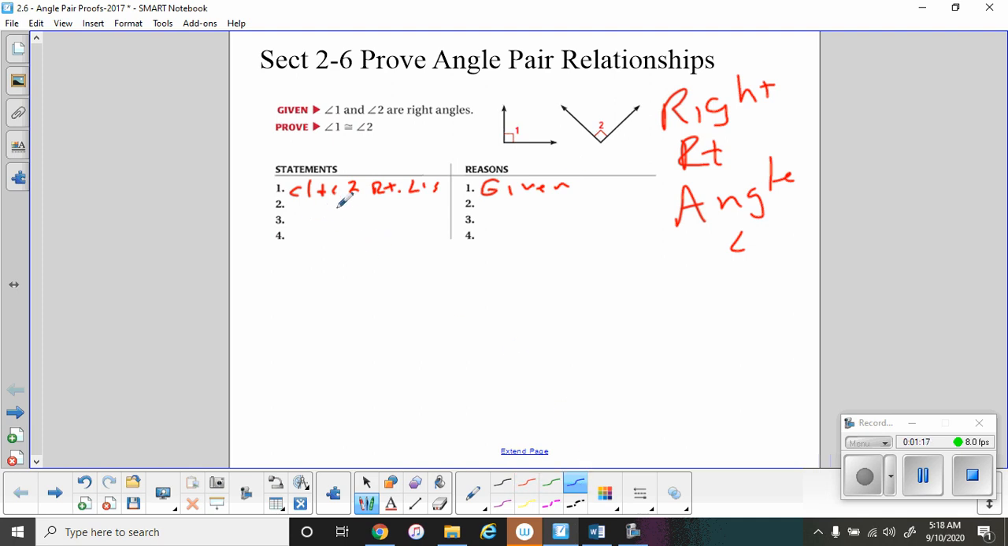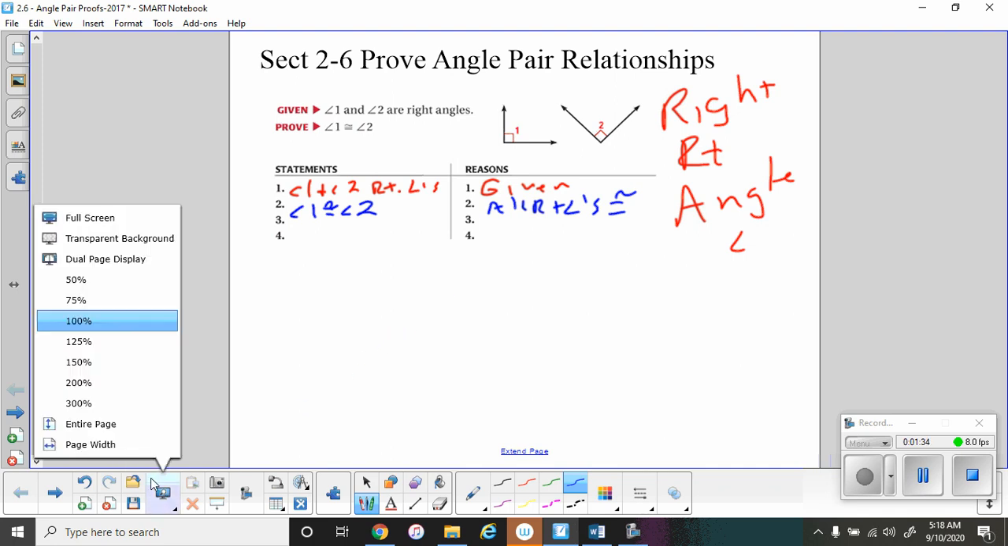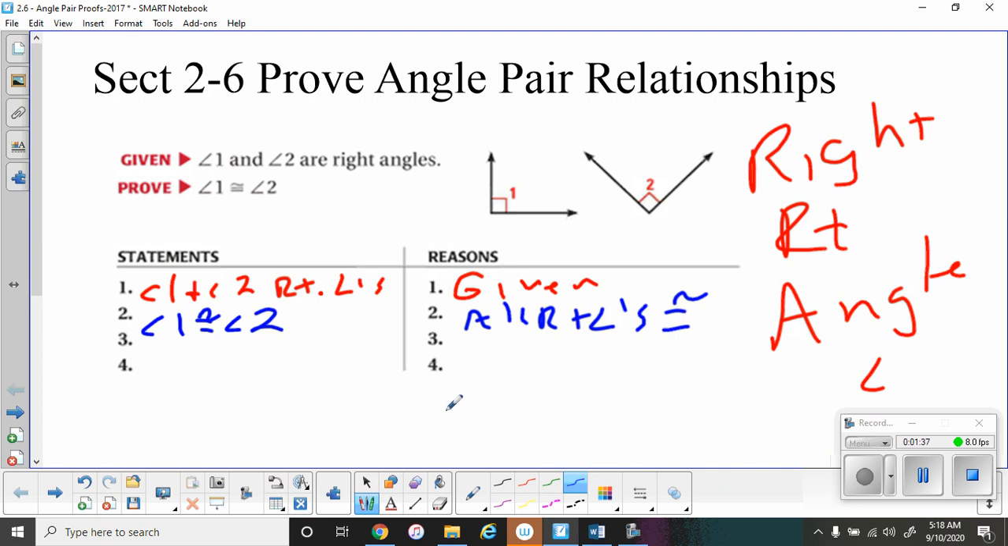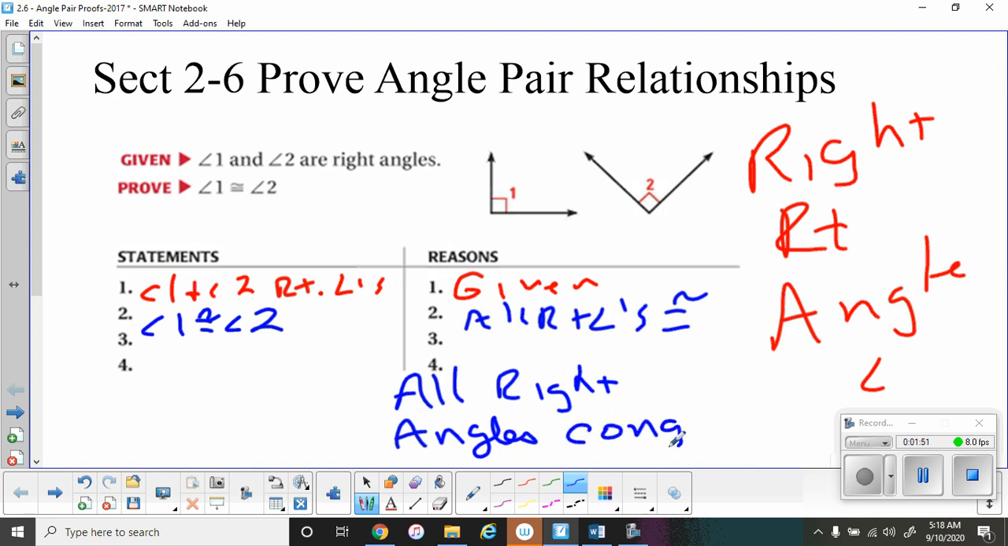Number 2, if they're both right angles, we can just say angle 1 is congruent to angle 2. All right angles are congruent. Let's see if I can make this bigger. Okay, maybe that helps. What that says right there is all right angles are congruent. And that's it. You've proven what you're supposed to do. Angle 1 is congruent to angle 2.